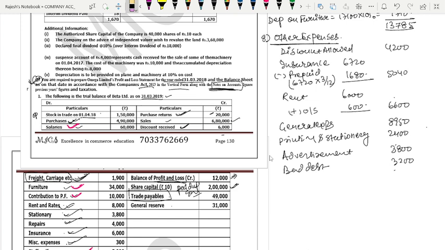Just total it, you get the total of other expenses. Total: 4,200 plus 5,040 plus 6,600 plus 8,950 plus 2,400 plus 3,800 plus 3,200. This will come 34,190.